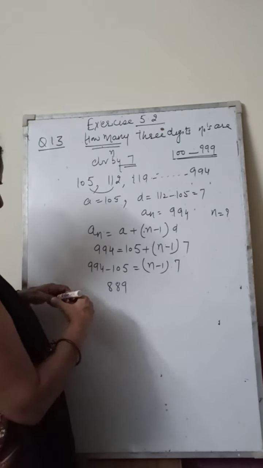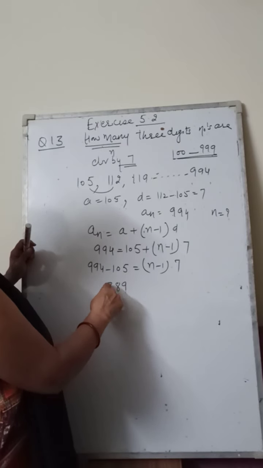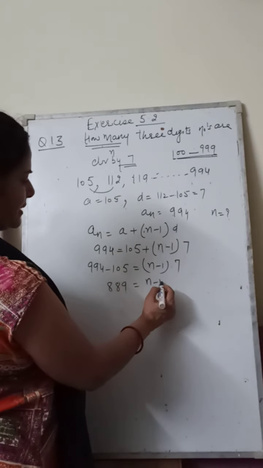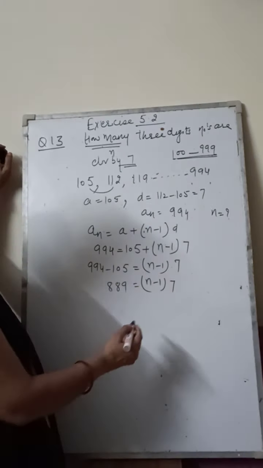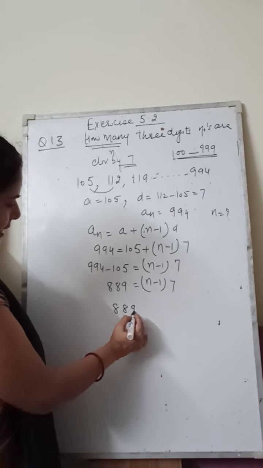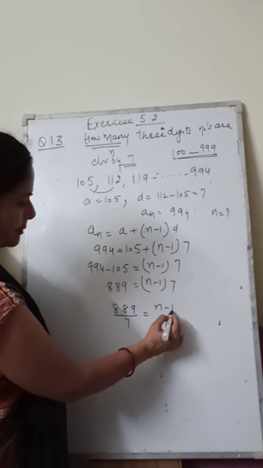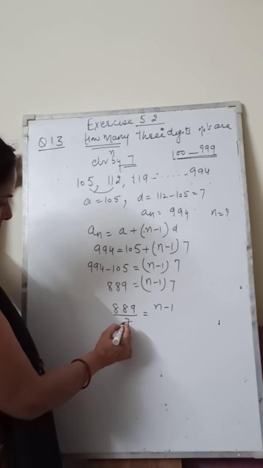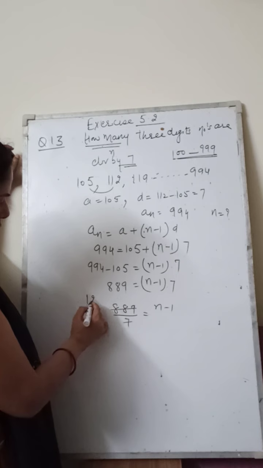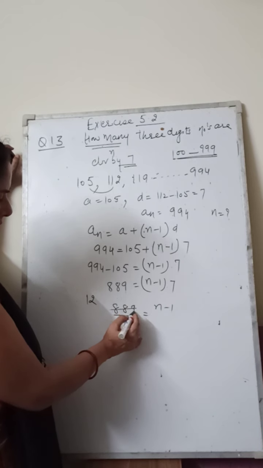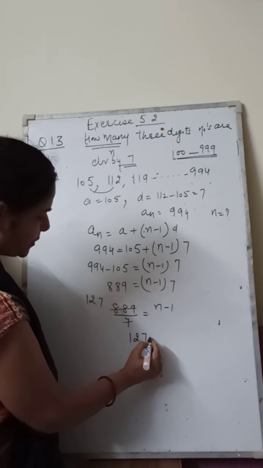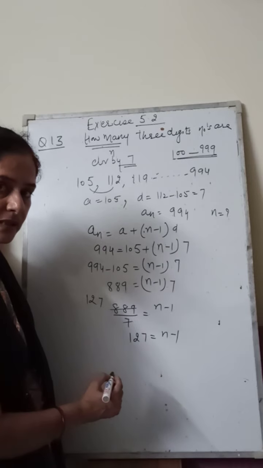Clear? 4 carry 1, yes, 889 equal to (n minus 1) into 7. Now this 7 is multiplied, it will come down. 889 upon 7 is equal to n minus 1. Cut it. 7 1 the 7, 1, 7 2 the 14, 4 9, 7 7 the 49. Now 127 is equal to n minus 1.